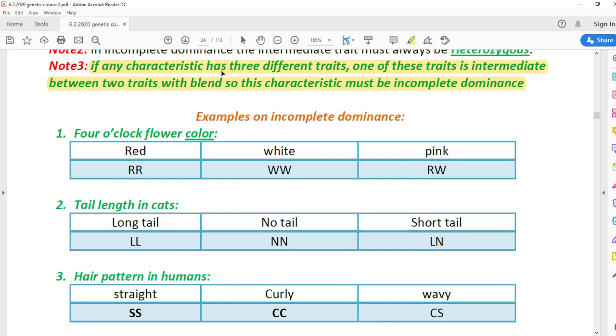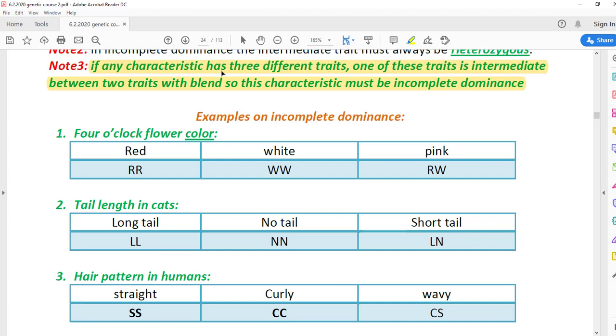For example, in the Petunia plant, there are broad leaf and delicate leaf. When crossed with each other, they produce medium leaf. So medium leaf is intermediate between delicate and broad leaf. So leaf pattern in the Petunia plant is incomplete dominant.